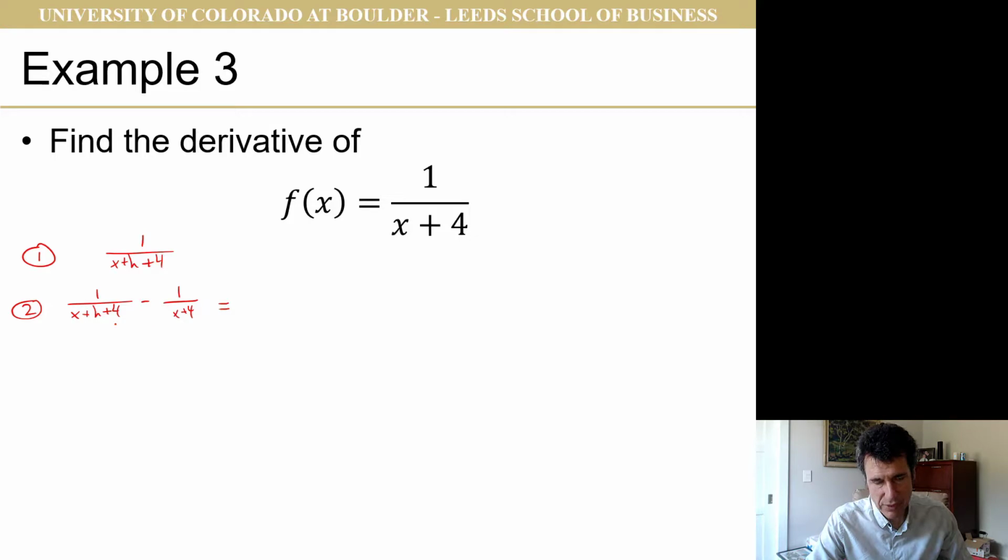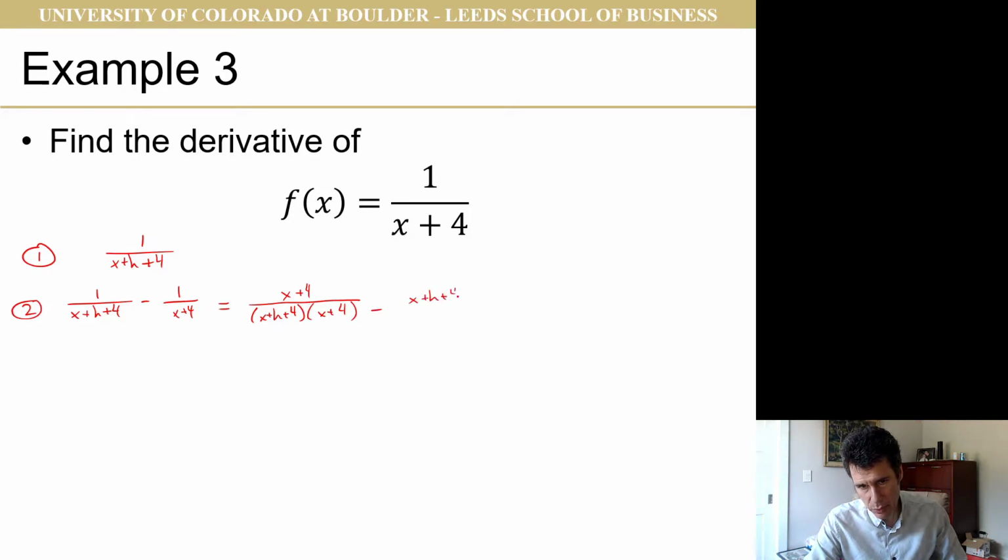Typically, if you've got the difference of two fractions, find a common denominator. So the common denominator here is (x plus h plus 4) times (x plus 4). So in this first term, we've multiplied by (x plus 4) over (x plus 4), minus (x plus h plus 4) divided by (x plus h plus 4) times (x plus 4). Again, simplify. The x's cancel out, the 4's cancel out. We end up with a minus h all over (x plus h plus 4) times (x plus 4).